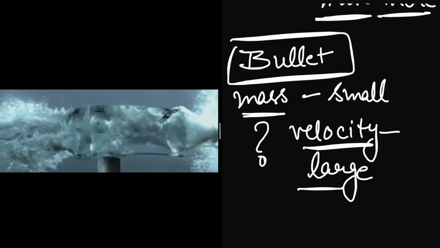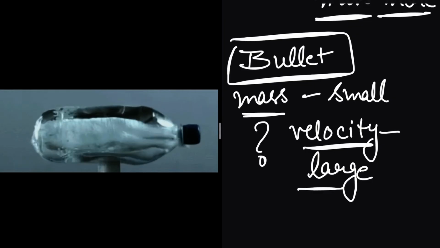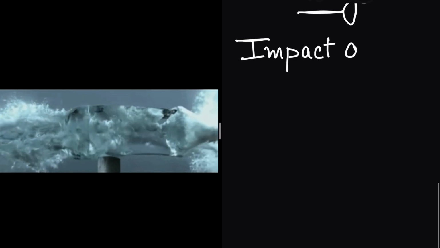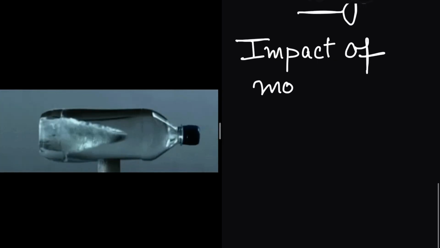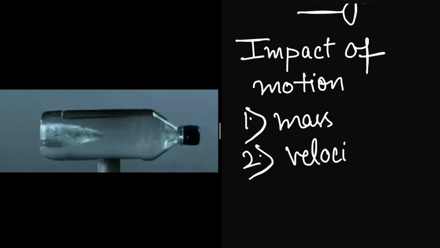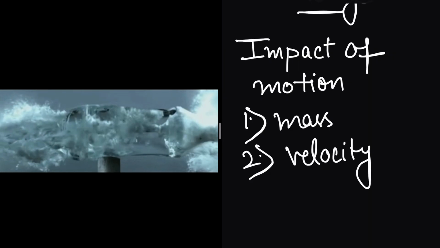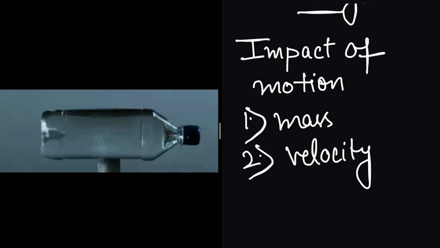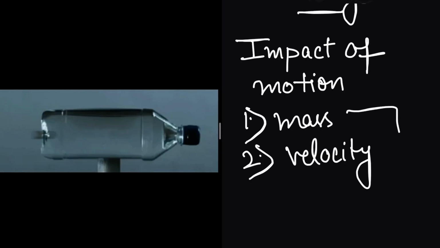So what we are getting from all these real life examples, students, is that the impact of motion depends upon two factors. What are those two factors, students? The first factor is the mass of the object and the second factor is the velocity of the object. So what we need in physics is one quantity which can combine these two terms, mass and velocity.